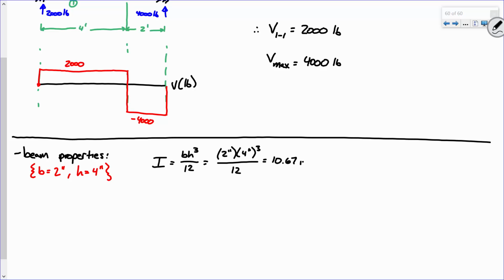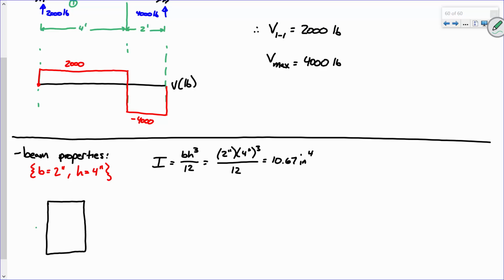All right, go through and plug and chug, it comes out to about 10.67 inches to the fourth. Sound good? All right. Now, Q is a little trickier, so I'll take my time with that. Q, we've actually got to derive.